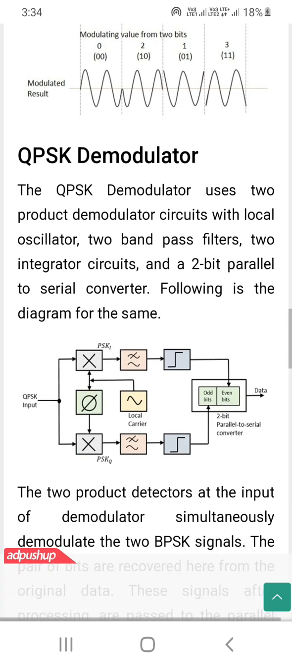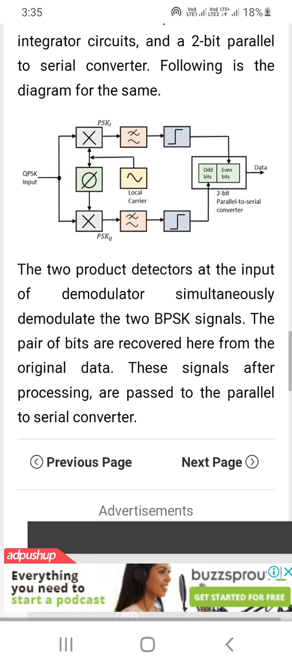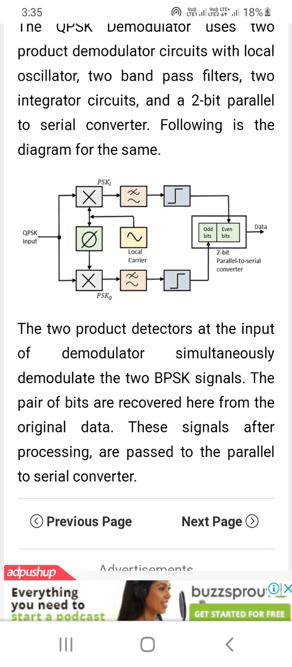The QPSK demodulator uses a product demodulator circuit with a local oscillator, band pass filter, integrator circuit, and a 2-bit parallel to serial converter. This is the diagram for the same. There are two product demodulators at the input of the demodulator.